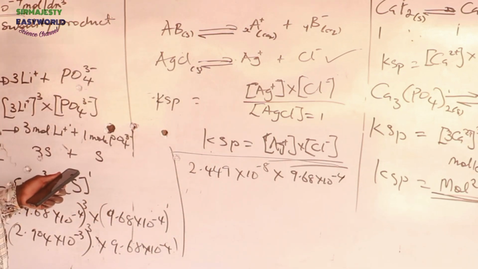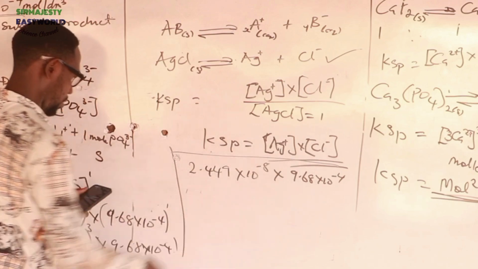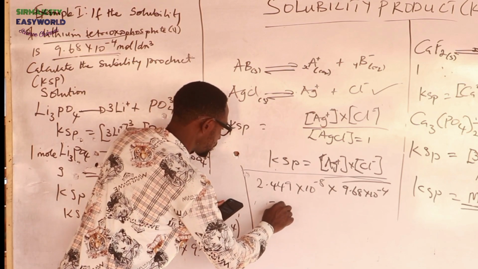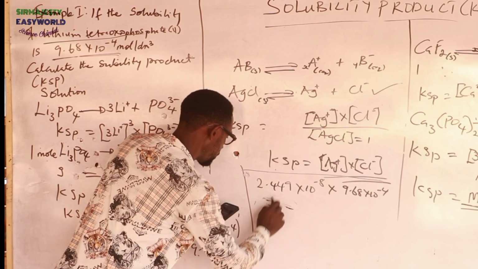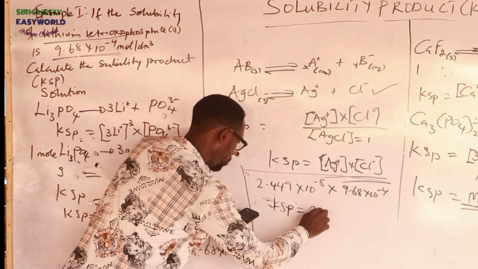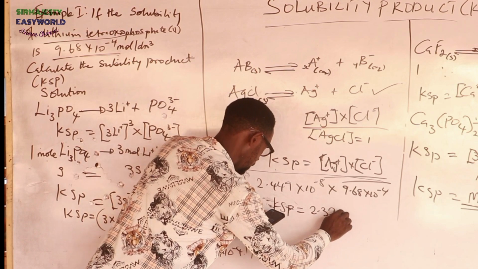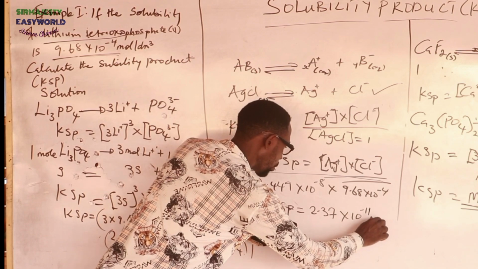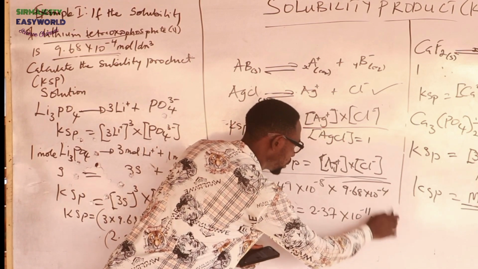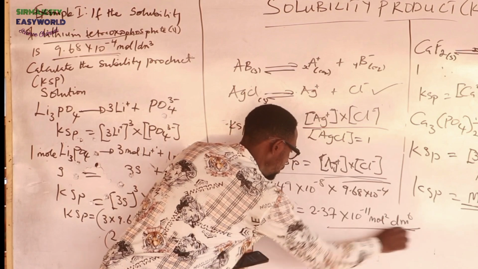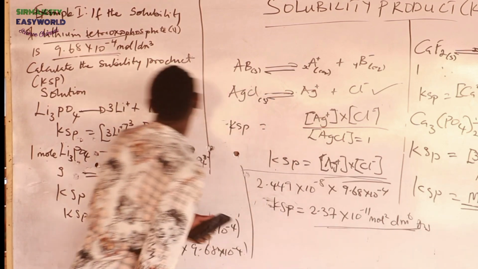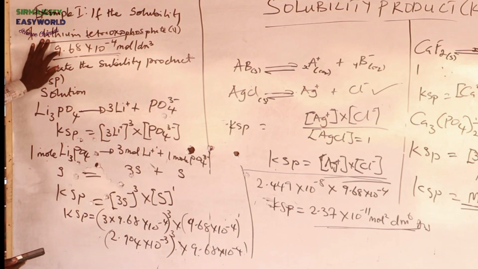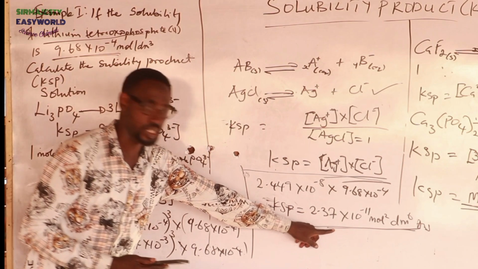Automatically, we are looking at minus 11 at the end. The total solubility product, our Ksp now, is 2.37 times 10 raised to the power minus 11 mol^4 dm^-12. Remember I said it in the beginning, and that is our final answer. If the solubility of this compound is found to be this, which is S, the solubility product is this.